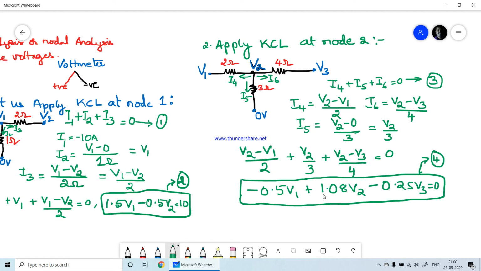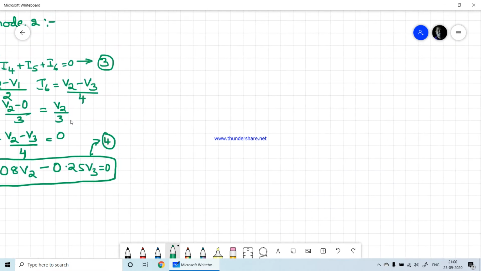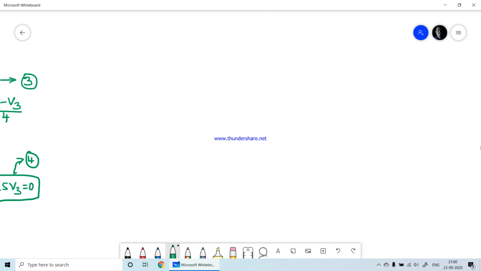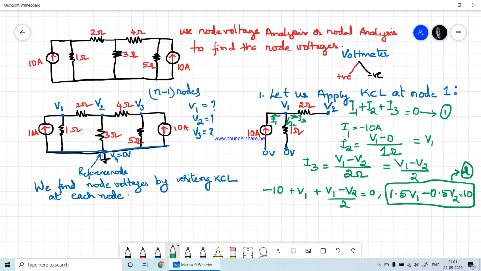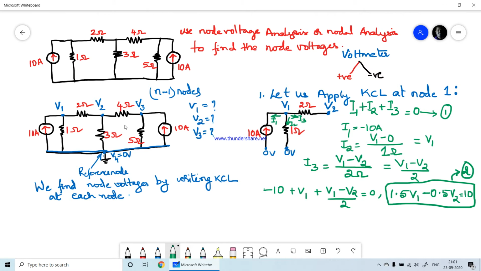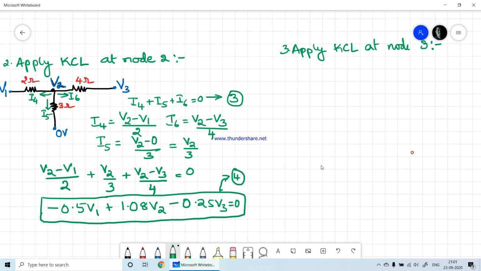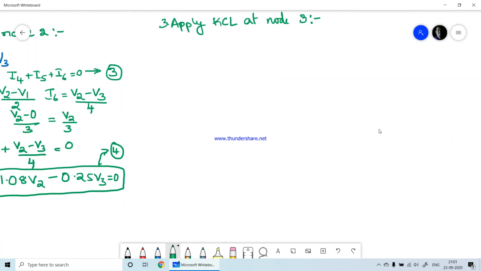Now the third step is to apply KCL at node 3. Apply KCL at node 3. So let us go back to the diagram once again and see what we have in node 3. In node 3 we have 4 ohm, 5 ohm and the current source, right? So let us write the diagram now.